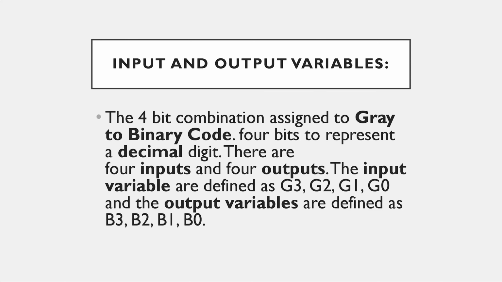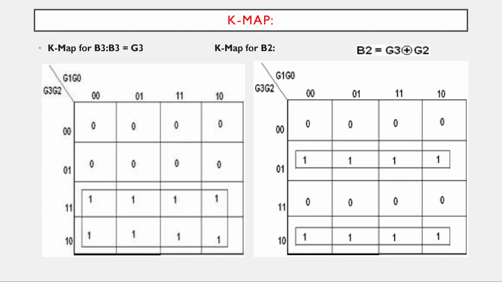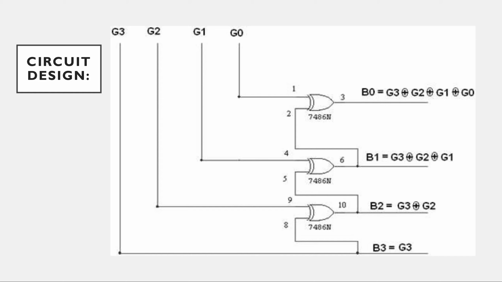Input and output variables. The 4-bit combination assigned to gray to binary code has 4 bits to represent a decimal digit. There are 4 inputs and 4 outputs. The input variables are defined as G3, G2, G1 and G0, and the output variables are defined as B3, B2, B1 and B0. Here's the truth table. And here's the circuit design.